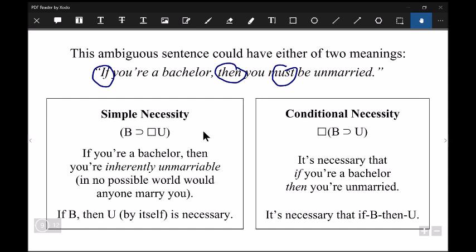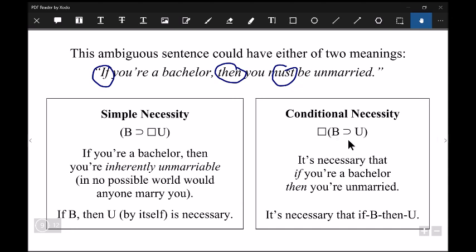Okay, I'm sorry. Now the conditional necessity. It's necessary that if you're a bachelor, then you're unmarried. These parts could change. Maybe you're a bachelor one day and then you're married the next day. And then, like movie stars, sometimes you get unmarried the next day. So it could change from one day to the next whether you're a bachelor and whether you're unmarried. But the connection between the parts would always remain. It's necessary that if you're a bachelor at a given moment, then you're unmarried at that moment.